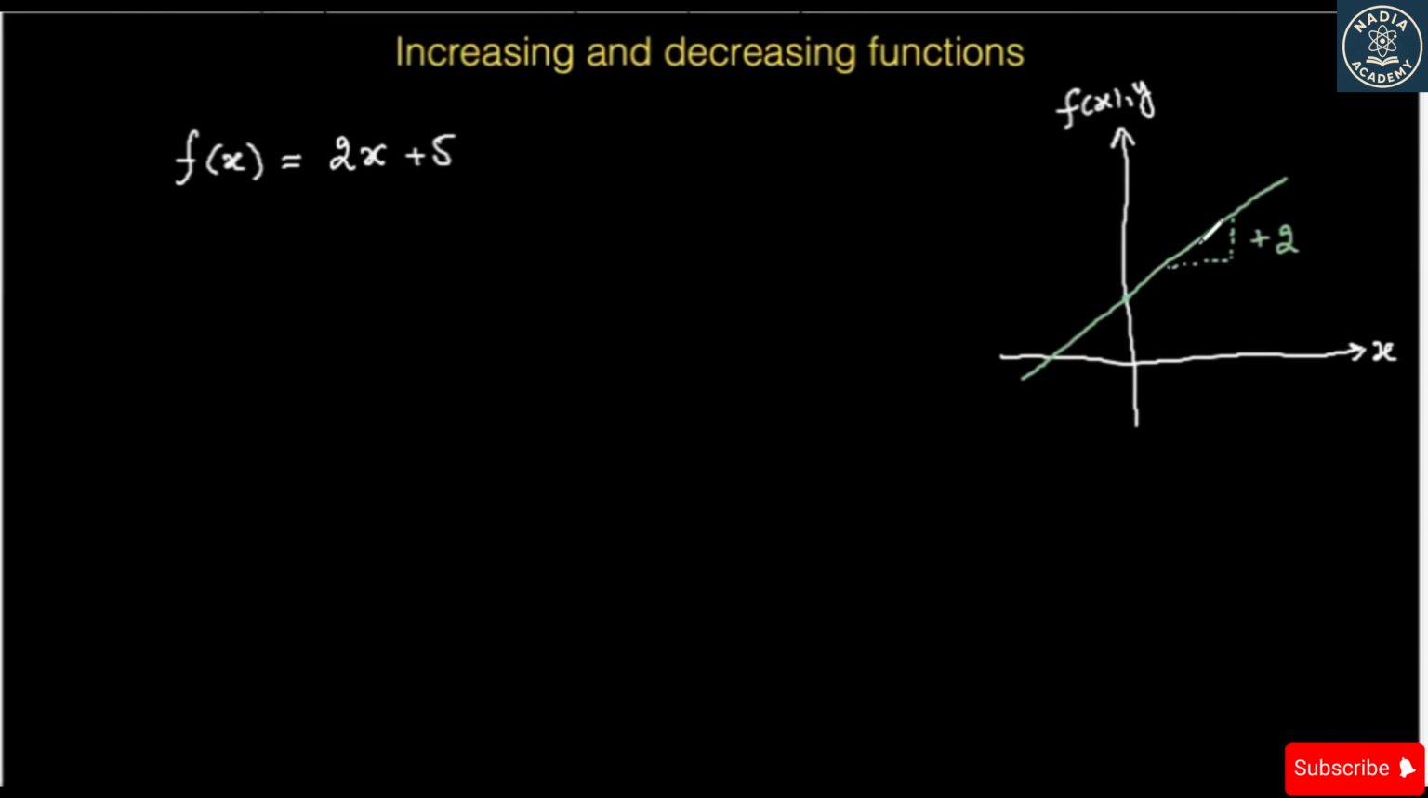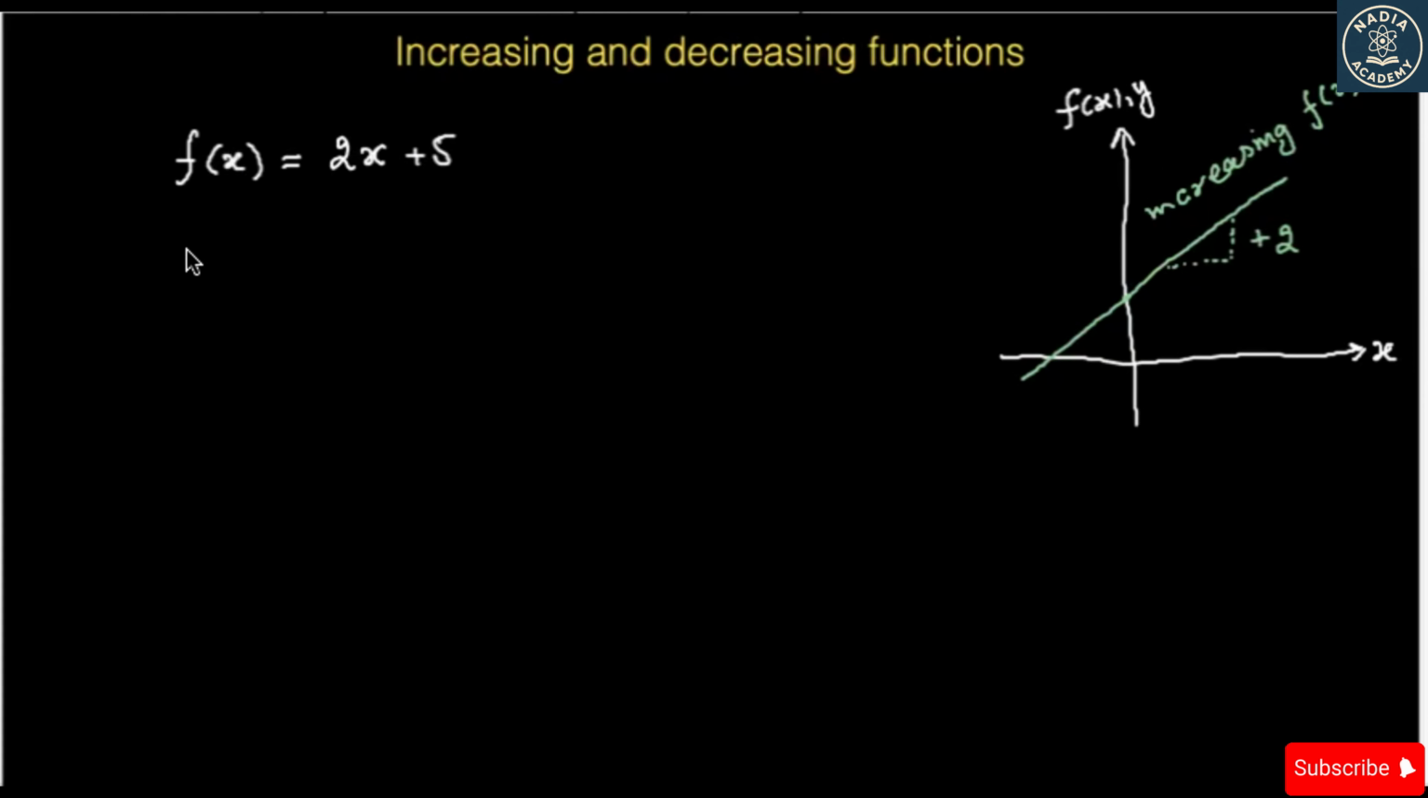And if we look at this straight line, we can see that with increasing values of x, the independent variable, this function is also increasing. So this is continuously going up, which means that this function is an increasing function. So if this is an increasing function, then what is the meaning of a decreasing function?